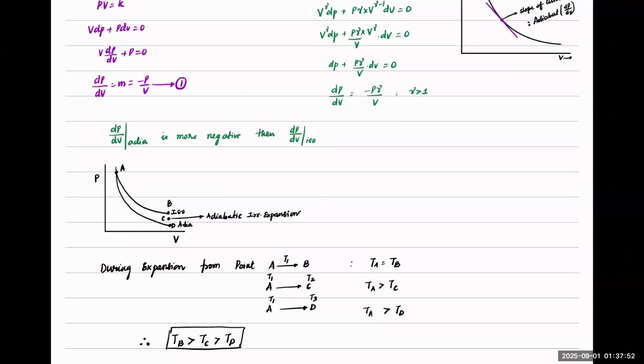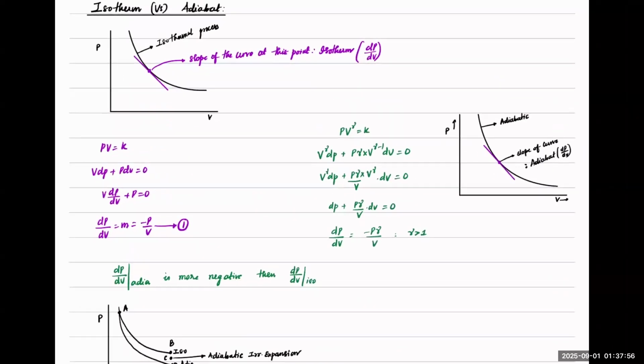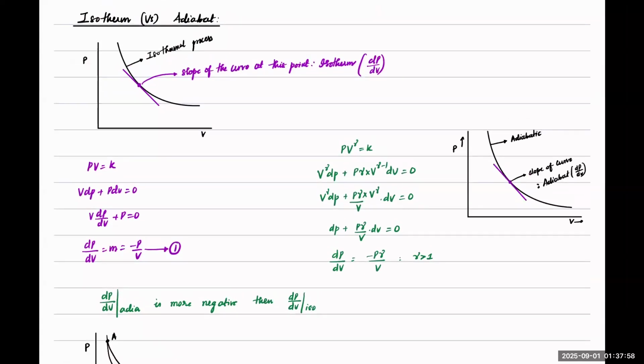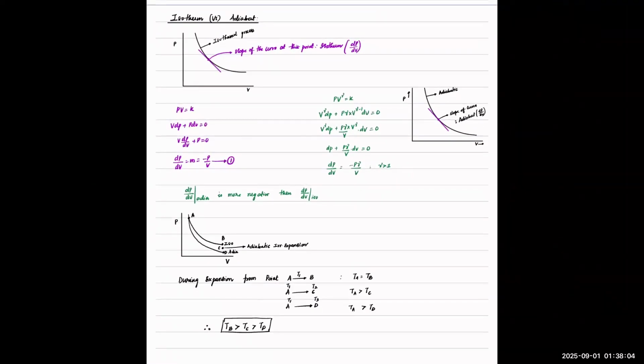Okay, so this is an important conclusion to be drawn. So this can be explained based on understanding what is isotherm and what is adiabat. Okay, so I hope this point is clear, everybody.